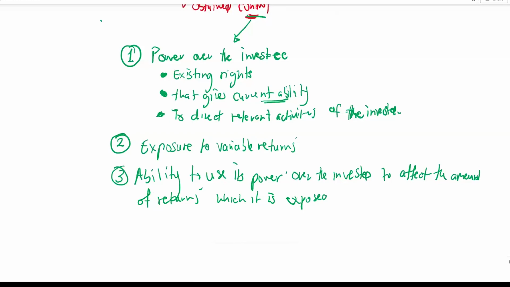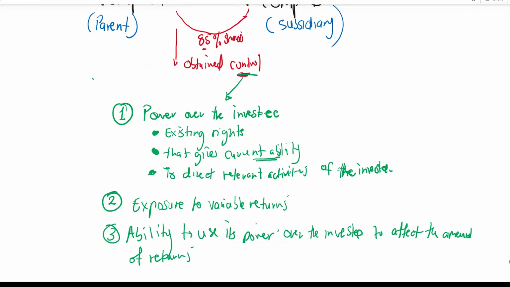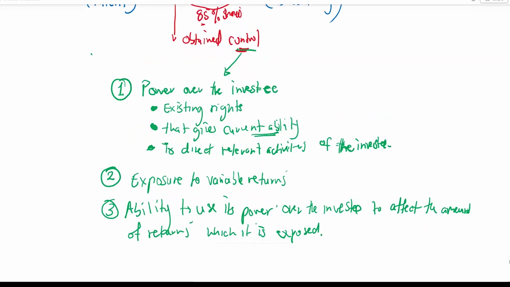If you can do this, if the three are available, all right, so apart from having more than 50%, if you have less than 50%, but the three elements are applicable, like you have power over the investee by having existing rights that give the current ability to direct relevant activities of the investee, right? So you have power.